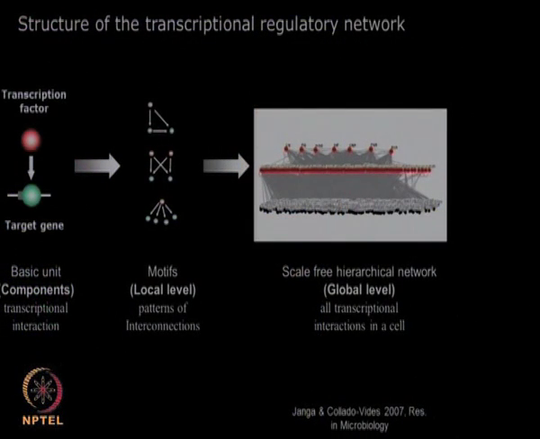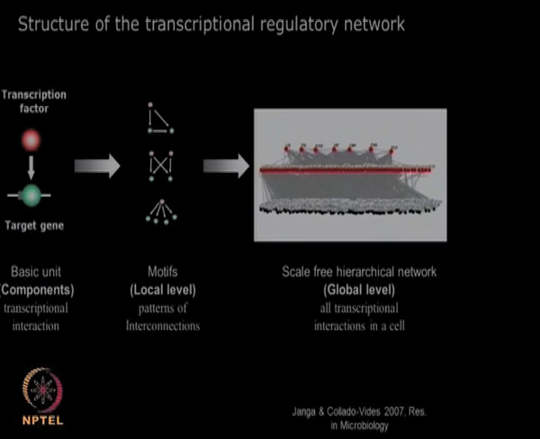Now, in between the top and the bottom layer, in between the leftmost figure of the basic unit and the rightmost figure, there are set of substructures or subgraphs within the regulatory network which we call as motifs. Motifs are the set of subgraphs which occur more often than expected by chance. And there were three kinds of regulatory motifs that are identified in regulatory networks.